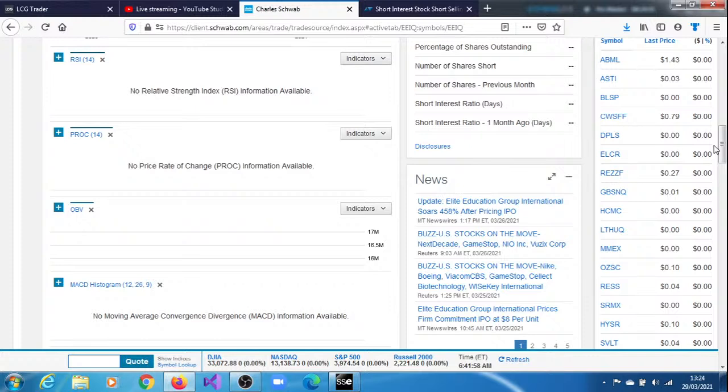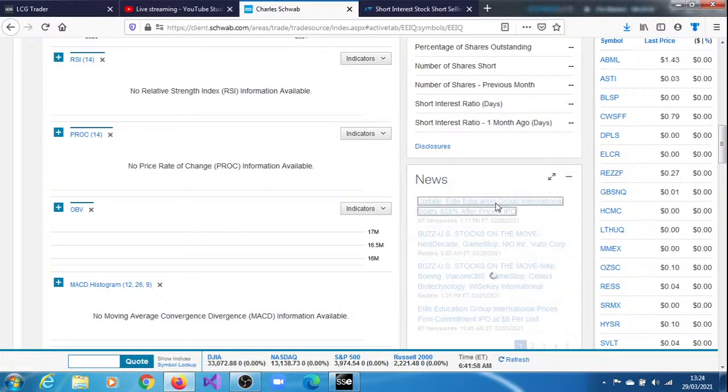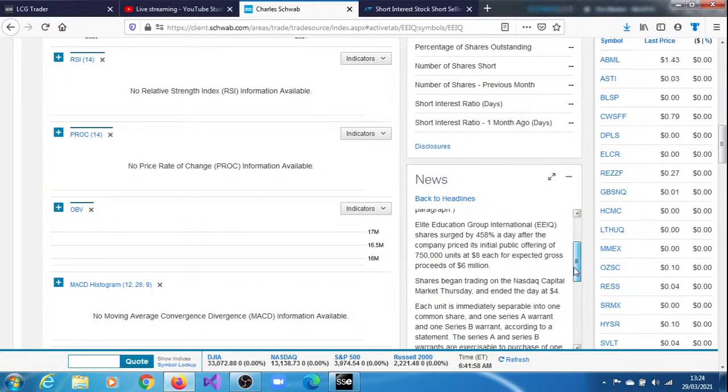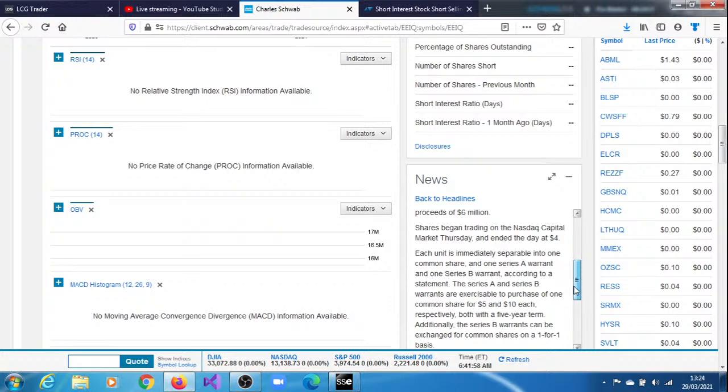So as at Friday the 26th, it says: Elite International Group shares surged 458% a day after the company priced its initial public offering of 750,000 shares at $8 for expected gross proceeds of $6 million. Shares began trading on Nasdaq Capital Market Thursday, the 25th.